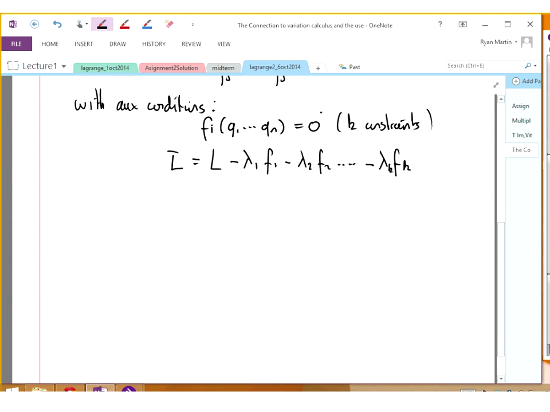So when you do this modification, in principle, you could have eliminated k of the coordinates, but you decide to keep them and work with this modified function. Then you found again that d by dt of ∂L bar by ∂qj dot, minus ∂L bar by ∂qj, equals 0 for all qj.